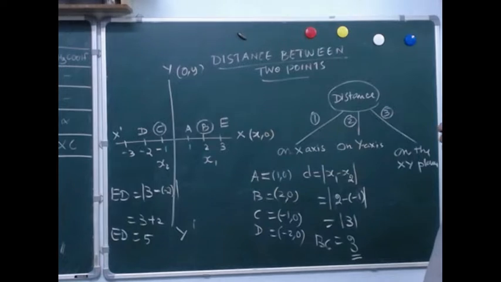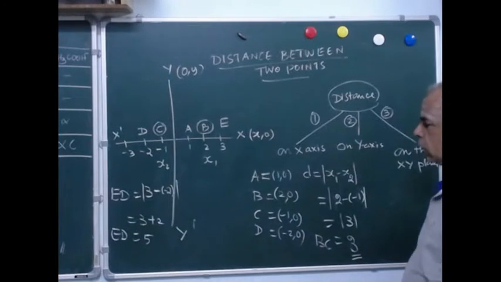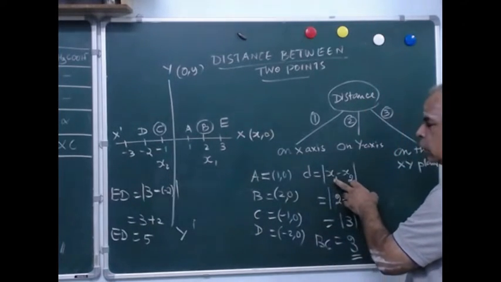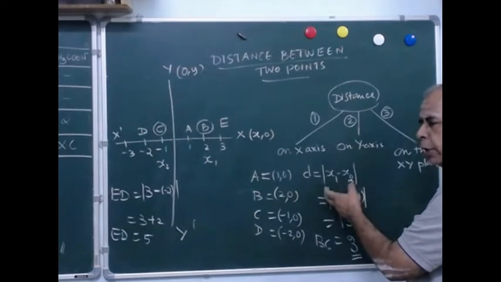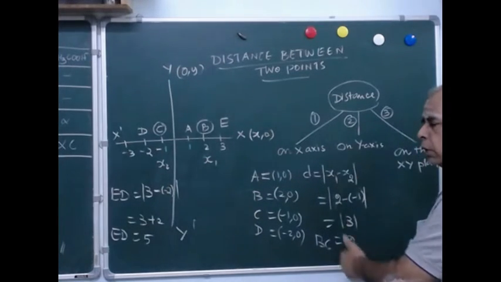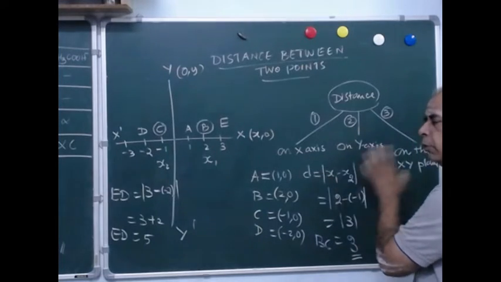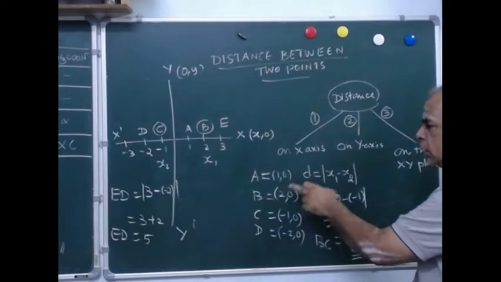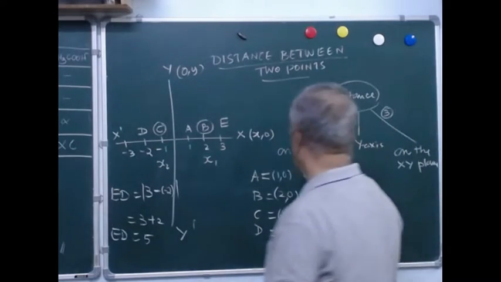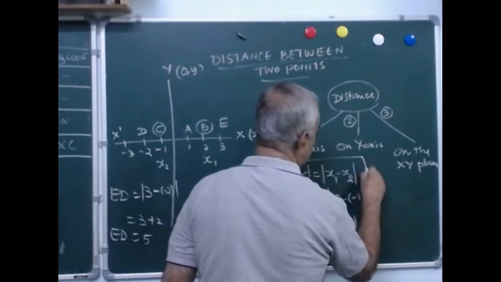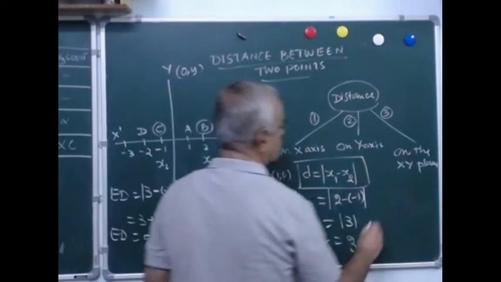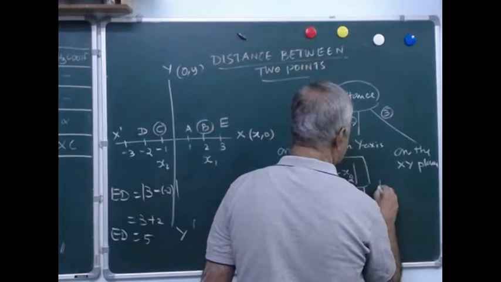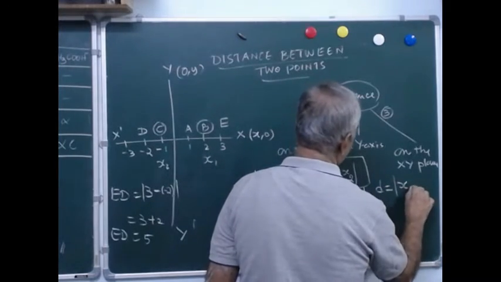Now you may have a doubt. Let us discuss the significance of modulus here. Sir, you may ask whether we have to put x1 minus x2 or x2 minus x1. In fact, both will give the same answer because we put it within the modulus. So shall we try with x2 minus x1 for this AB point? Let us try. Note down this formula: D is equal to modulus of x2 minus x1.